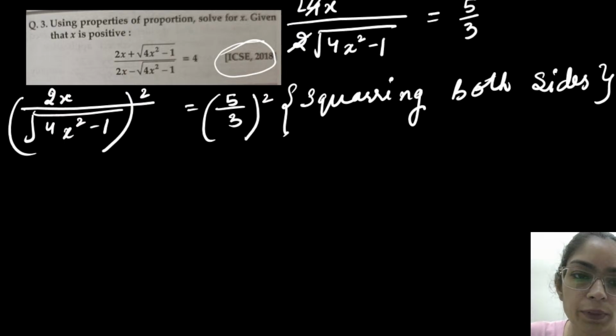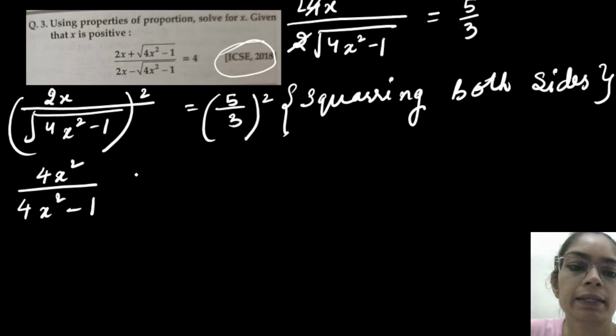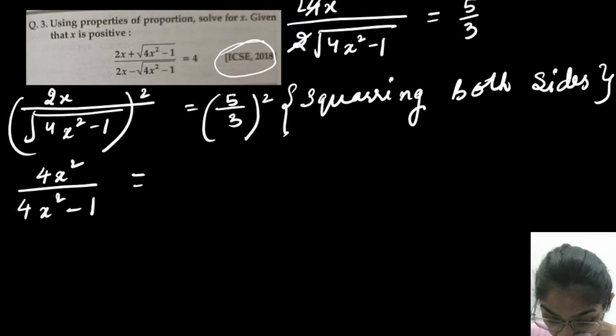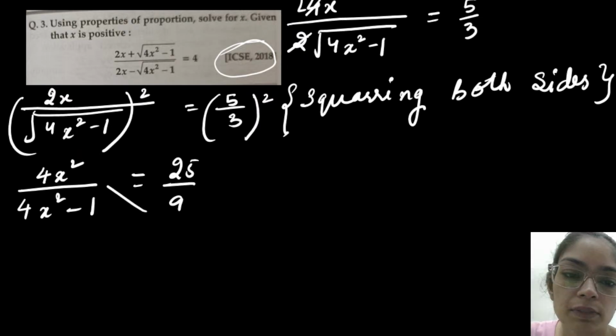When I do the square, it is applicable to numerator and denominator both. So 2x square will become 4x square, and the denominator is squared. The root and the square will cancel each other, so it is 4x square minus 1. This side we will get 25 by 9. So we have got a normal equation, and like a normal equation we will solve it. We will do cross multiplication.